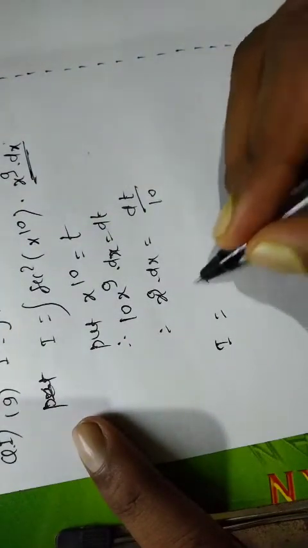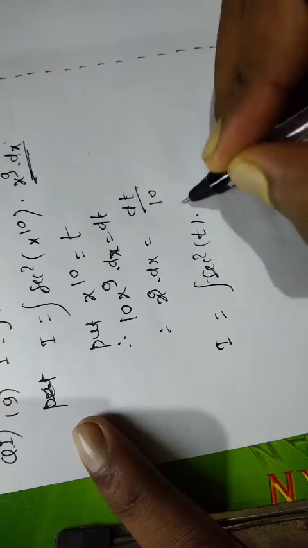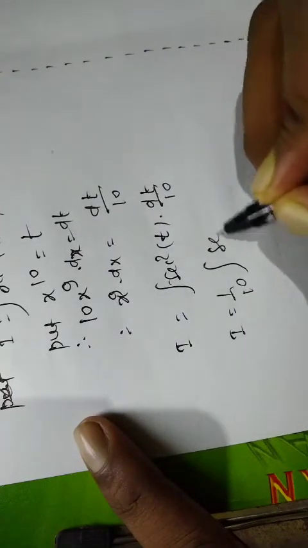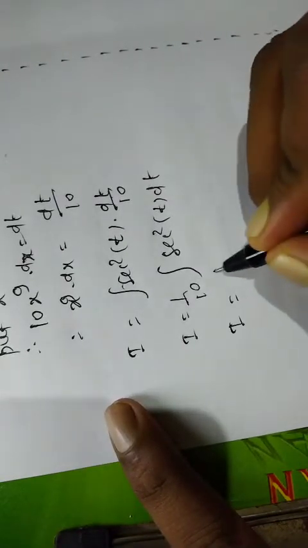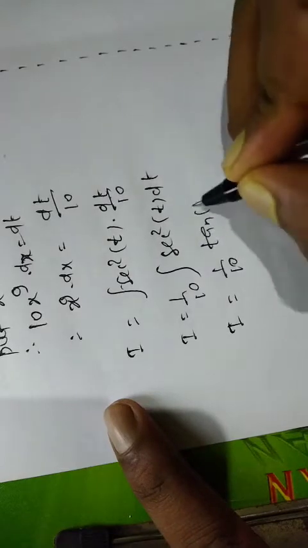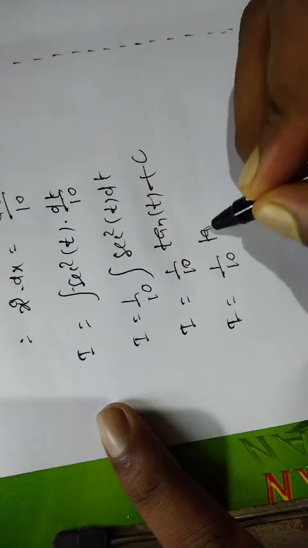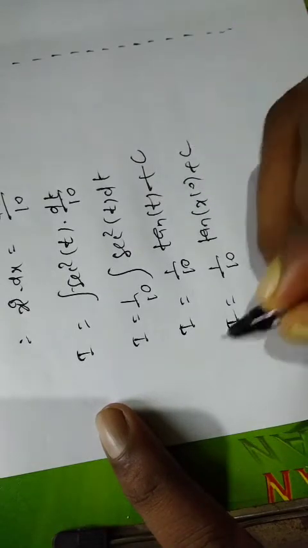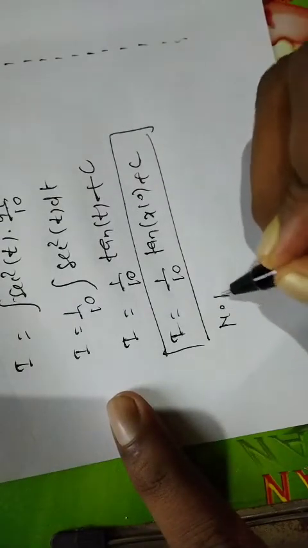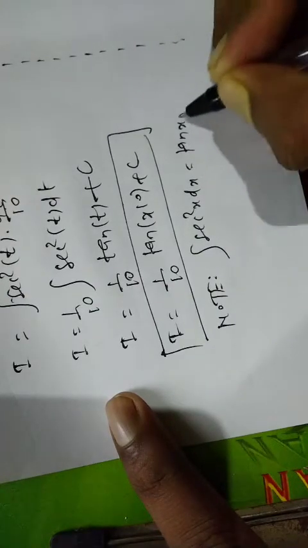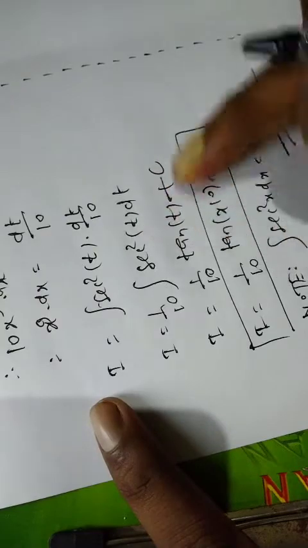So the question becomes the integration of sec square t into dt by 10. Now you can take 1 by 10 outside. So this is sec square of t dt, and we know that the integration of sec square is tan. So this becomes tan t plus c. Therefore the answer is 1 by 10 into tan of t, where t is x raised to 10, plus c. You should know the formula: the integration of sec square x is tan x plus c. That is how we wrote it. Okay, let us solve one more question.